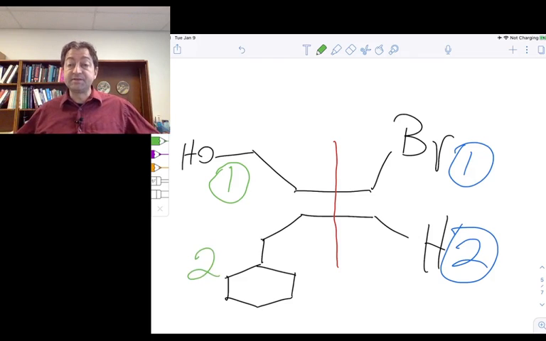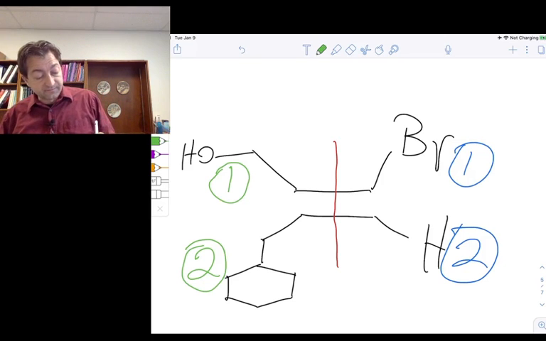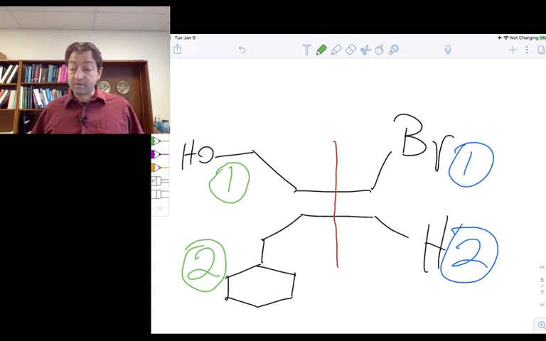Assigning E and Z is just a matter of whether the highest priority substituents are on the same or on different sides of that double bond. In this case, they're on the same side of that double bond. And so if they're on the same side, that makes a Z configuration on that double bond.